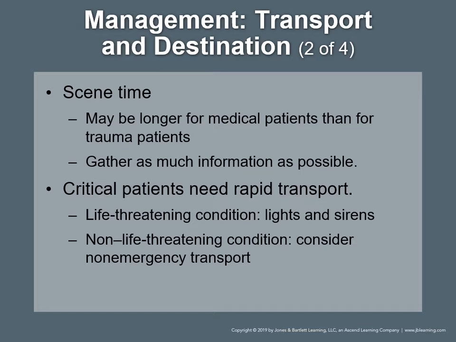Critical patients always need rapid transport. They include patients with altered mental status, airway or breathing difficulties, any signs of circulatory compromise, or patients who are very old or very young. Type of transport. If a life-threatening condition exists, the transportation should include lights and sirens. If the patient is not critical, consider non-emergency transport.